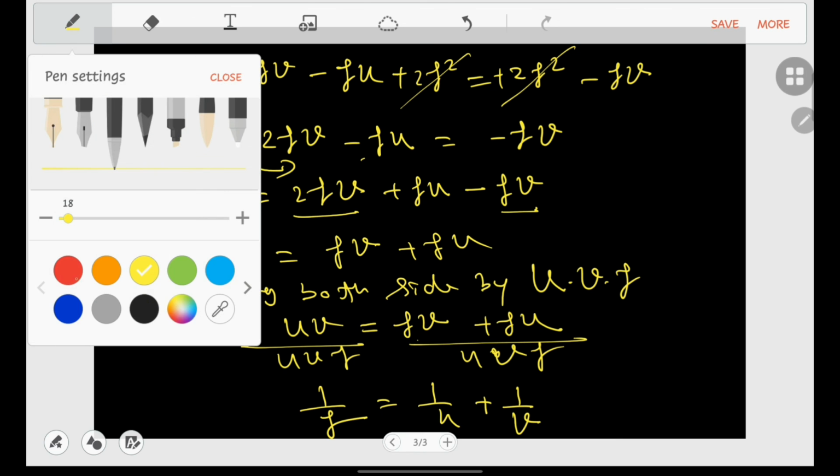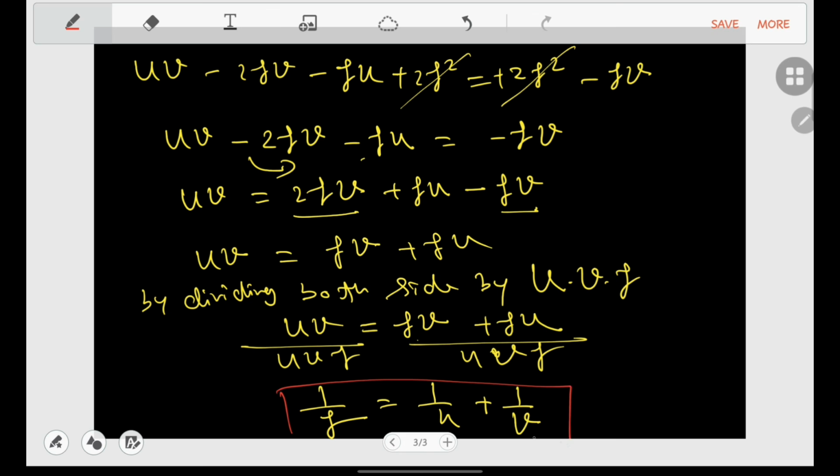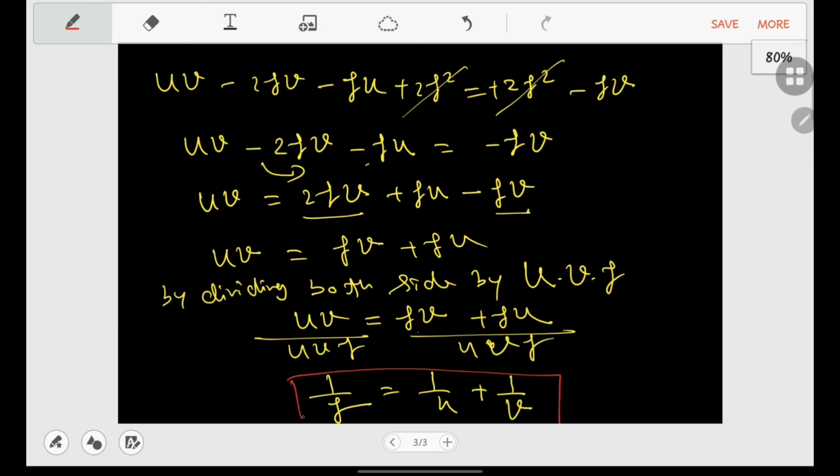So finally we get the mirror formula here, which is 1 upon F equal to 1 upon V plus 1 upon U. I hope by this method you understood how we can derive the mirror formula, 1 upon F equal to 1 upon U plus 1 upon V.